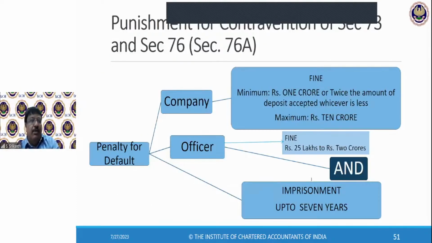So again, punishment in case there is a contravention of sections 73 and 76. That is, any contravention, anything you don't comply with, then the company is liable for a minimum of 1 crore or twice the amount of deposit, maximum 10 crore. Officer, 25 lakhs up to 2 crores and imprisonment up to 7 years. Deposit matters are very strict. This imprisonment provision is very much there. It has not been removed from the Act.